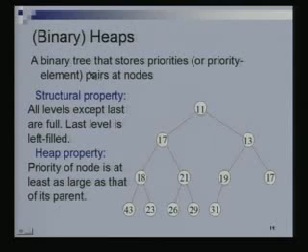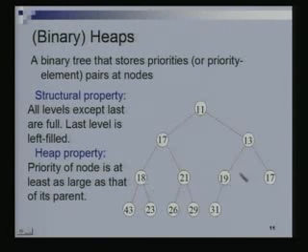So, what is a heap? When we say heap, we typically mean what is called a binary heap. A binary heap is a binary tree that stores the priorities or the priority element pairs in the nodes. In the rest of this class I am just going to show the nodes as containing the priority of the element, and the element is sitting somewhere here also. So, they could be storing only the priorities or the priority element pairs. Now, the heap has two properties. One is the structural property.